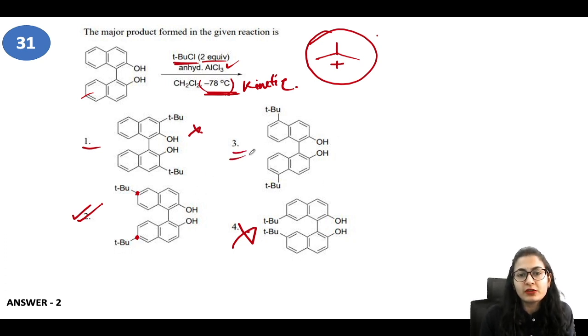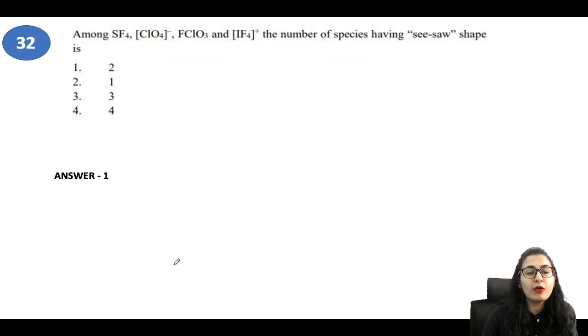What about option number 3? For option number 3, it is usually the 5 and 8 position which is going to give you the electrophilic aromatic substitution. But here, this one is going to give you a better, stable intermediate, and that's why this is the correct answer, option number 2. You can check it out once. All right. Now, next very easy question.